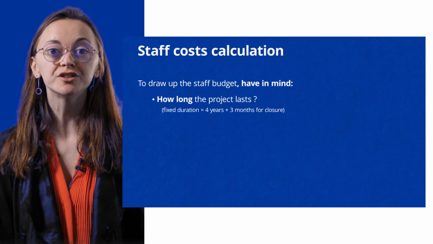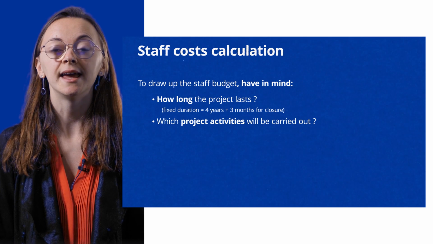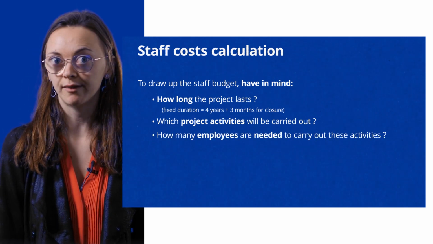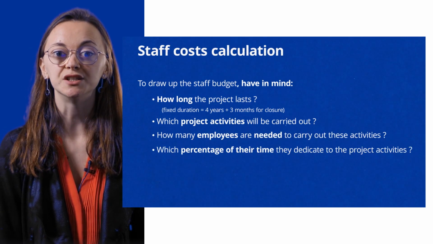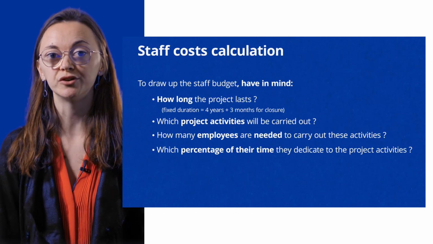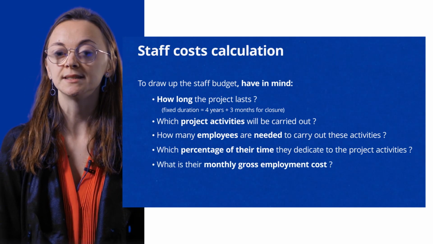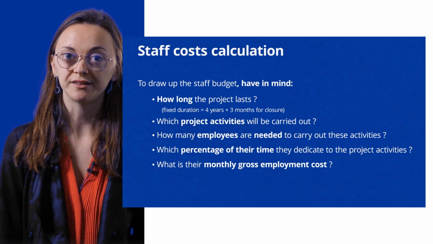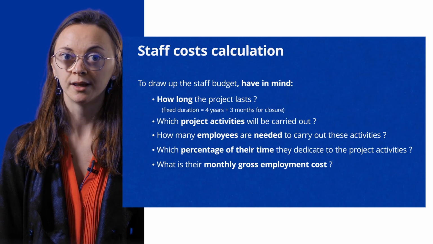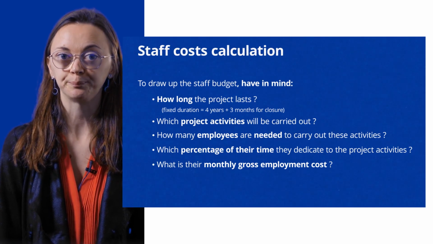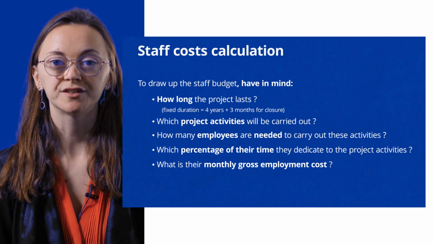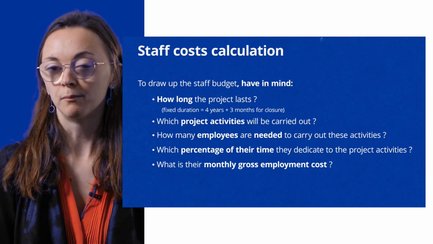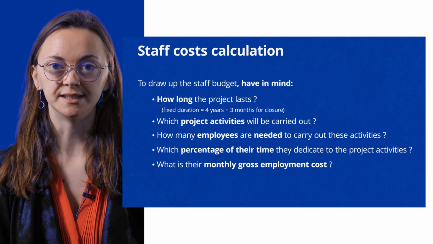In order to plan your staff cost budget, you should have in mind the following questions. So, which project activities will be carried out and how many employees will be needed to carry them out? Then, which percentage of their time will they need to dedicate to the project activities, and what is their monthly gross employment cost? You should also have in mind the project duration, which is 4 years for all, with the 3 months closure. So then for the calculation of staff cost, there will be only one possible method. It will be with fixed percentage.